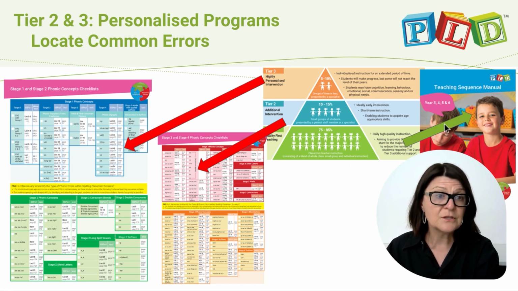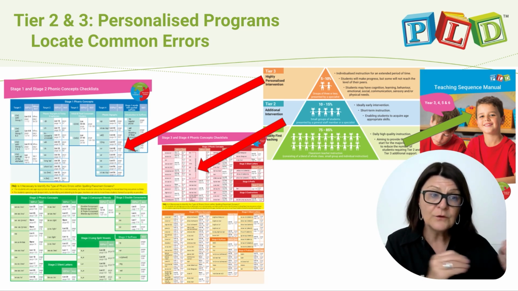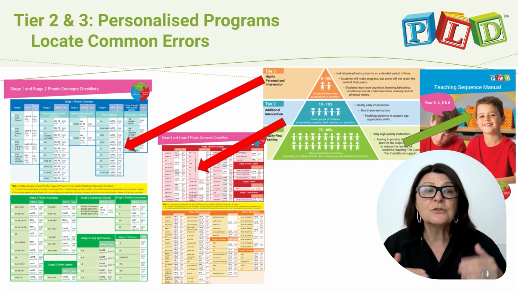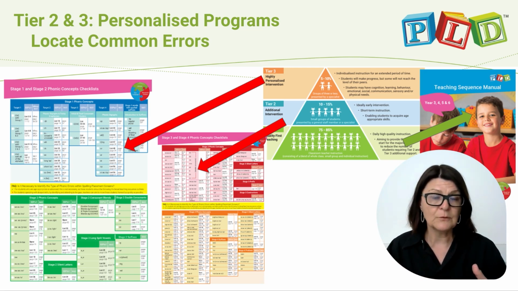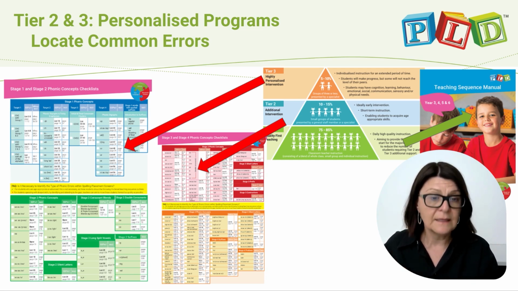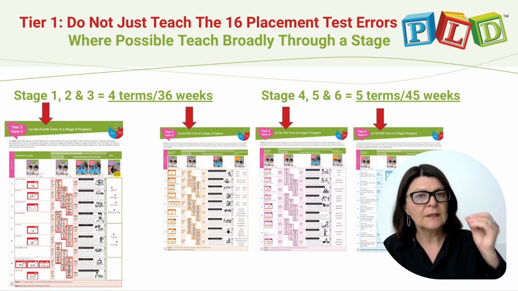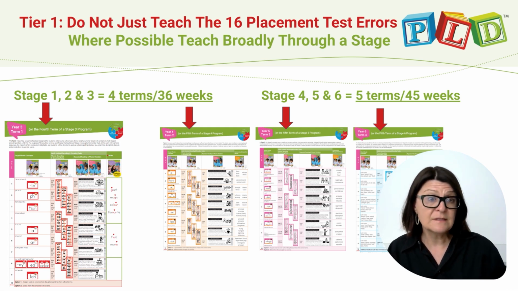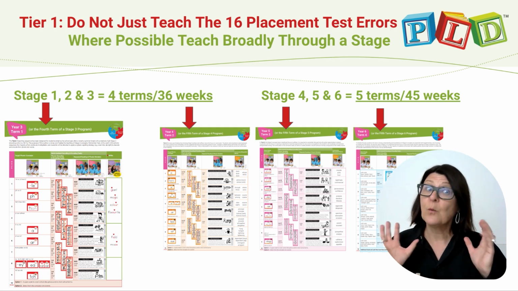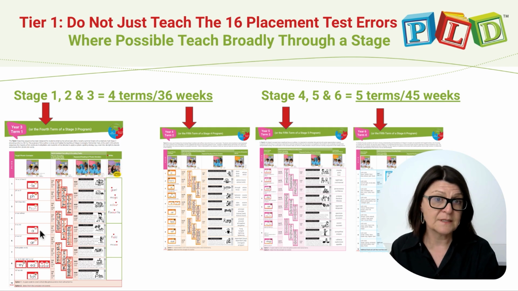Your Tier 1 students, we're going to try and put them on an overview and a plan close to where they should be operating for their year level. It can be a little bit ahead, a little bit behind, or exactly where they should be in the PLD process. Remember, you only identify the errors if students are Tier 2 or Tier 3. If they are age appropriate, what are we going to do? We're going to put them on these broad teaching sequences.